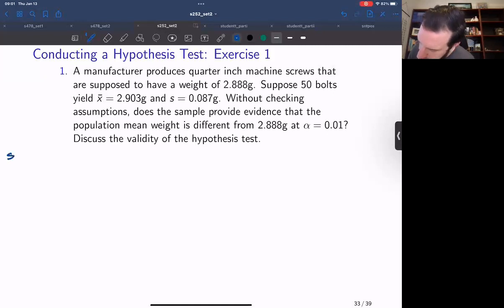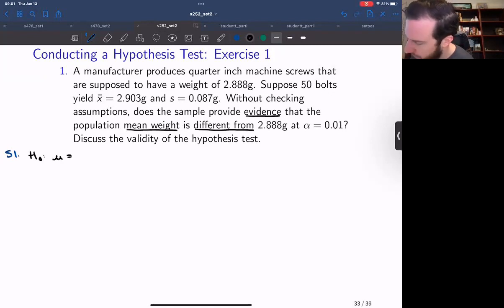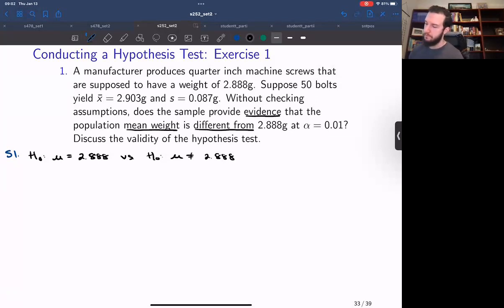All right, so starting off, we want to know, is there evidence that the mean weight is different from 2.888? So what we are interested in running here is a two-sided hypothesis test. So we have H0: mu is equal to 2.888 versus H1: mu is different from 2.888. On step two, we have alpha is equal to 0.01.